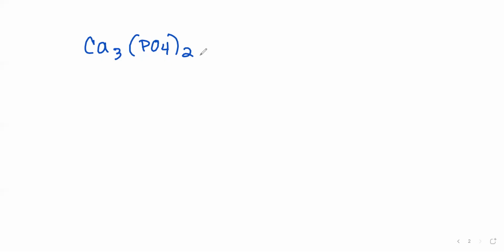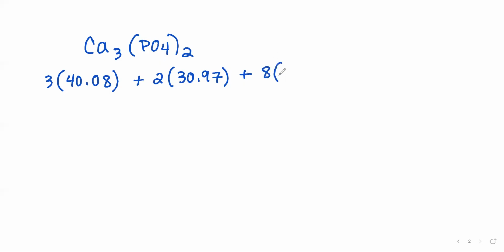So we're going to set it up the way we did before. So we've got 3 calcium, so we're going to do 3 times. If you look on your periodic table and round calcium's mass, you will get 40.08. And then I'm going to add that to my phosphorus, and don't forget that that 2 on the outside goes with the phosphorus and the oxygen. So I have 2 times. If I look at the atomic mass for phosphorus, it's 30.97. And then I'm going to add that to my oxygens. And I have 4 times 2, so it's going to be 8. And then oxygen is 16.00.